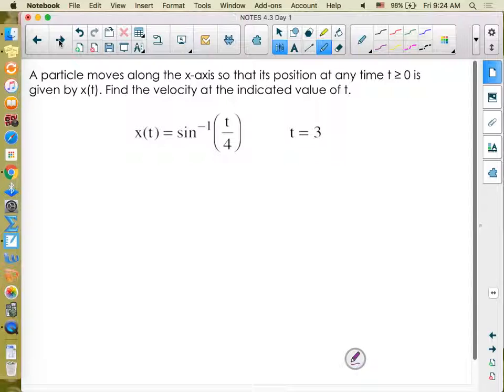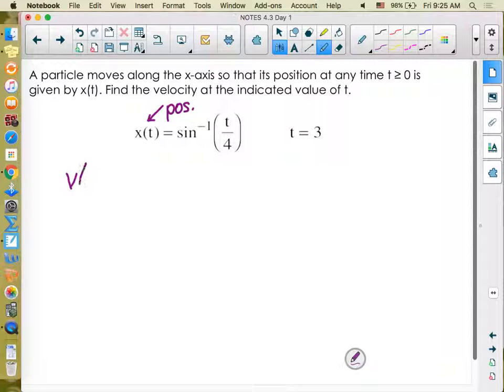All right, last thing that I'm going to do with you, and then you can try a couple extra if you would like, is the position function. Let's actually do some calculus with this. So if a particle is moving along the x-axis, its position at any time is given by x of t. This is our position time function, and it's an inverse trig expression. They would like to know its velocity, its rate of speed with direction, at time t equals 3. So first we need a derivative, and then we'll see what's happening at time 3.